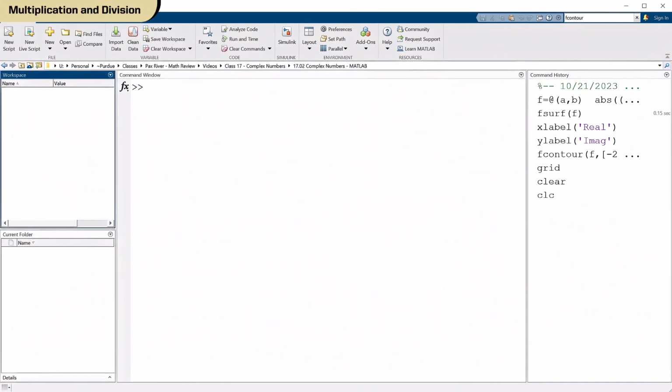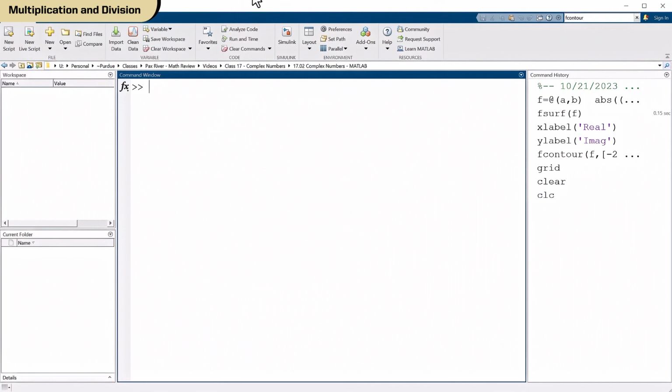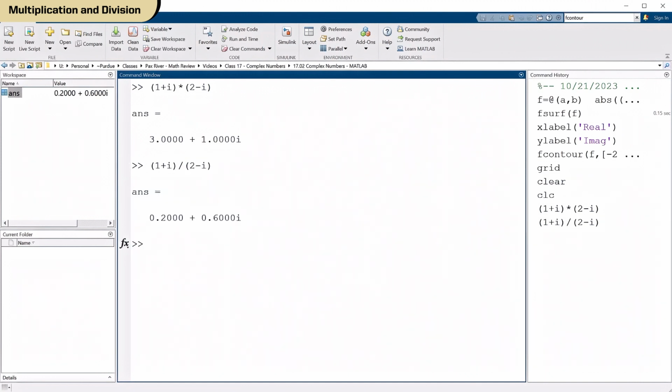Okay, now multiplying and dividing numbers in MATLAB is just dirt simple. Let's go ahead and multiply that example I did on the board. Multiply two numbers. Now, i is built into MATLAB. It already knows what i is. And so there we go, same answer I got on the board, fortunately. Let's go ahead and divide. Okay, again, the same answer, so no problem.